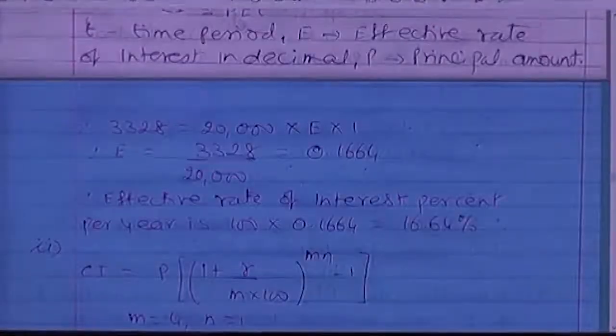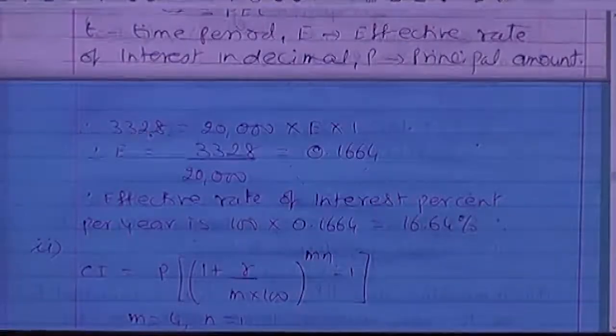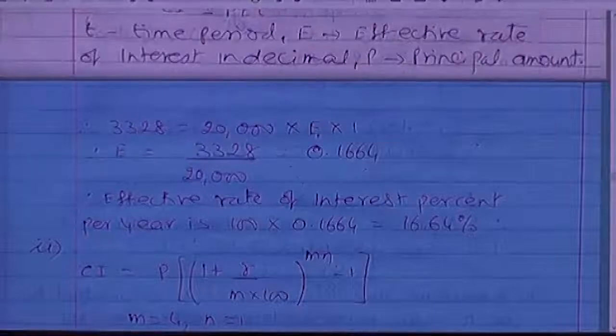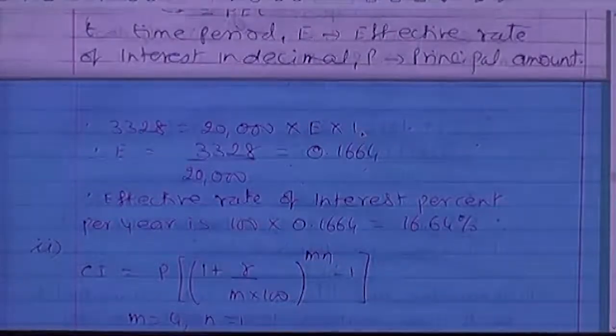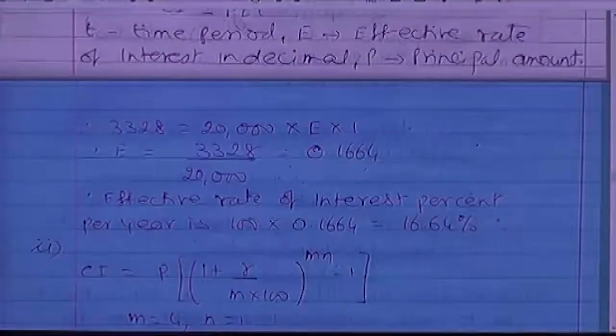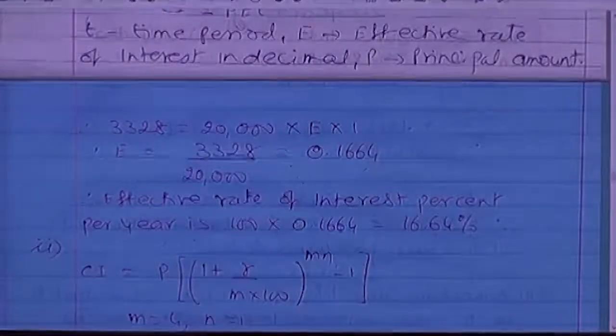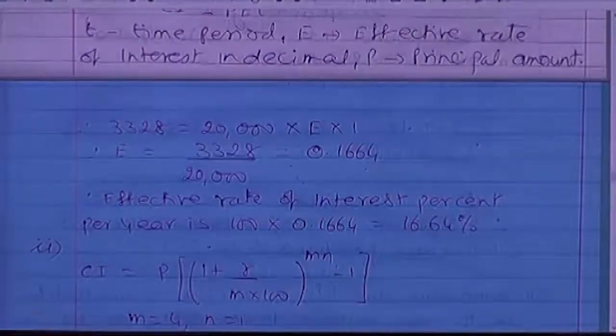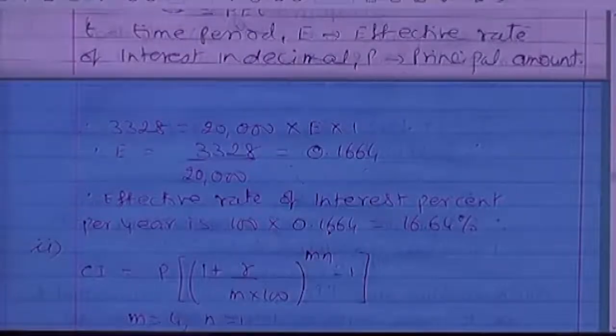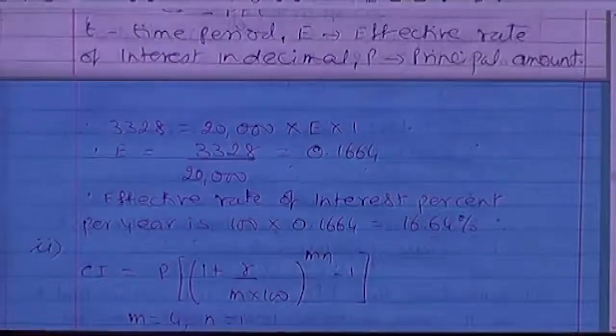Using the above formula and putting all the values, we get 3,328 equal to 20,000 into E into 1, where T is the time period, that is equal to 1. So E will be equal to 3,328 divided by 20,000, that gives us 0.1664, and effective rate of interest percent per year is 100 into 0.1664, which gives you 16.64%. It is the same as obtained by the alternate formula.